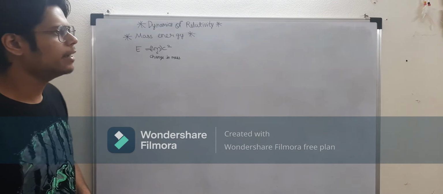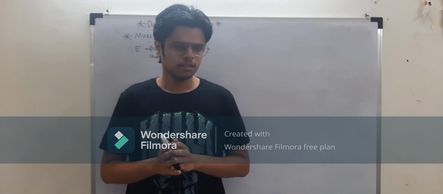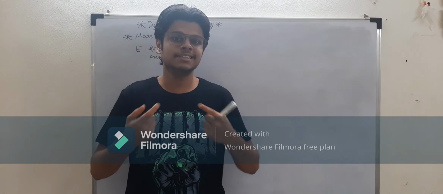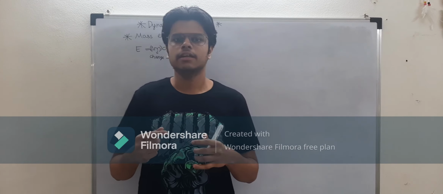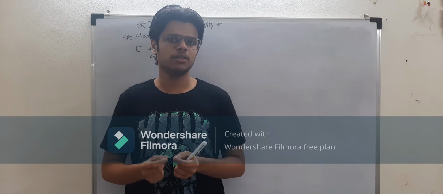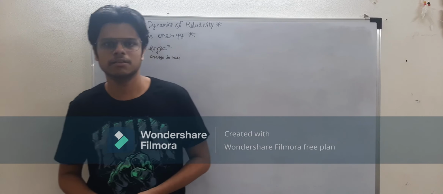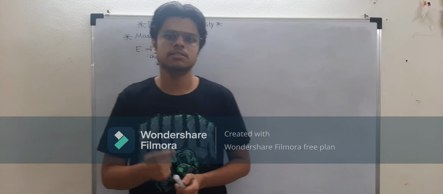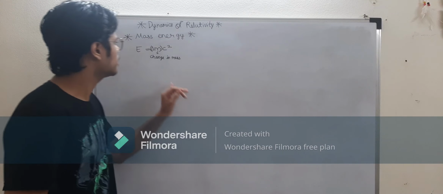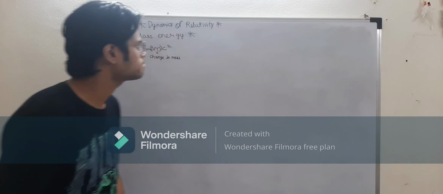So where can it be applied? It can be applied in nuclear reactions. In nuclear reactions, what happens? The mass of the substance itself is very less, right? So it is in AMU, atomic mass units. Since it is in AMU and not in kilograms or grams, the mass change becomes significant, and because of that, this can be applied more in nuclear reactions.